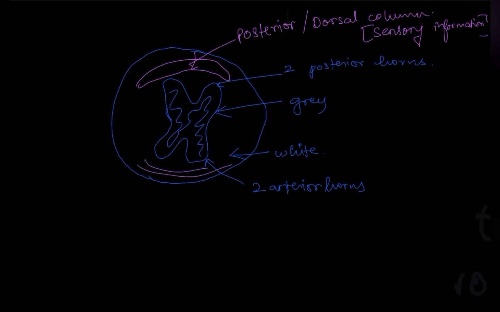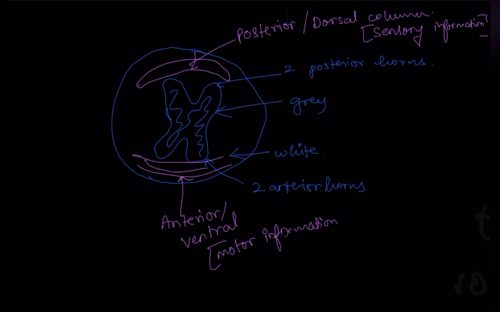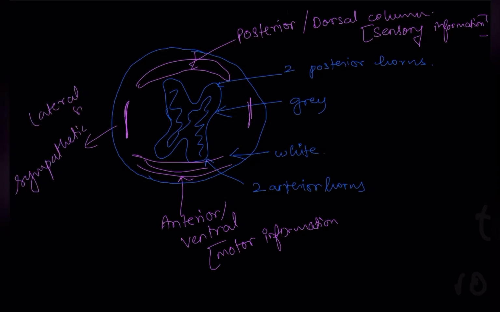And this side which you see, this is the anterior, or we can call it ventral. Here the motor neurons will end up. Motor information comes over here, okay. You see over this side, lateral. Here sympathetic neurons exit from the lateral side. What will exit? Sympathetic neurons will exit from here, from the lateral side. Understood? So now let's do the tracks in the spinal cord.